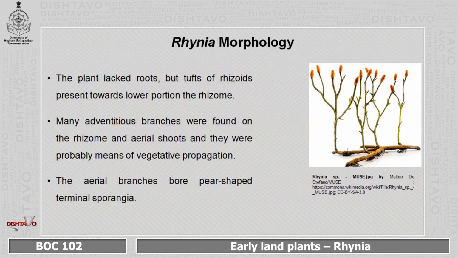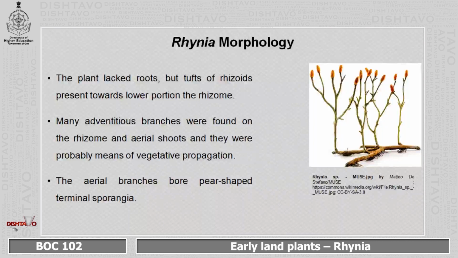We saw the early day plant Rhynia. Rhynia was not differentiated into root, stem and leaves. However, it bore an aerial shoot which was dichotomously branched. These aerial shoots had terminal sporangia. This sporangia was oval in structure, about 12 millimeters long and 4 millimeters wide. The sporangia bore spores which were about 65 microns in size.